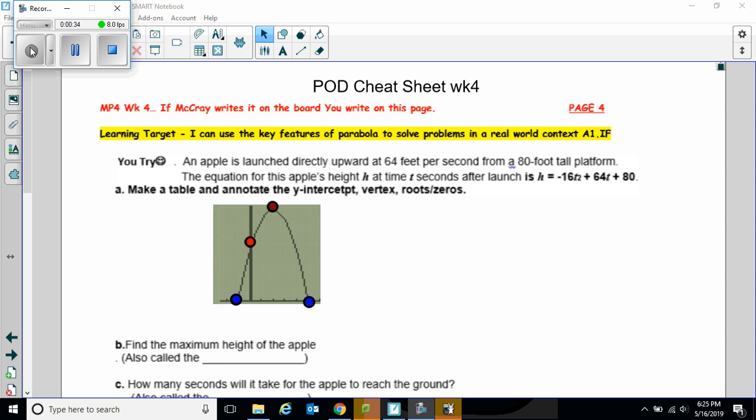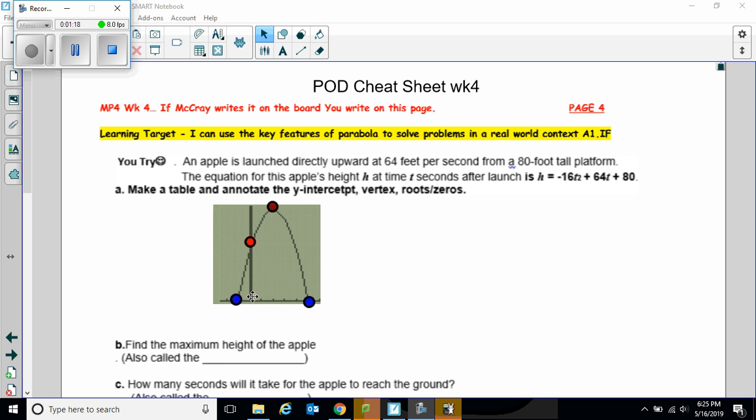So it's asking me and you to make a table and to annotate the table with the y-intercept, the vertex, and the roots and zeros. Quick reminder, when we think about our y-intercept, this is the y-axis, x-axis. The y-intercept is the point on the function that crosses the y-axis, whereas the x-intercepts are the points on the function that cross the x-axis. We commonly refer to them as roots or zeros. And there are two of them here. One we will use, one we won't.